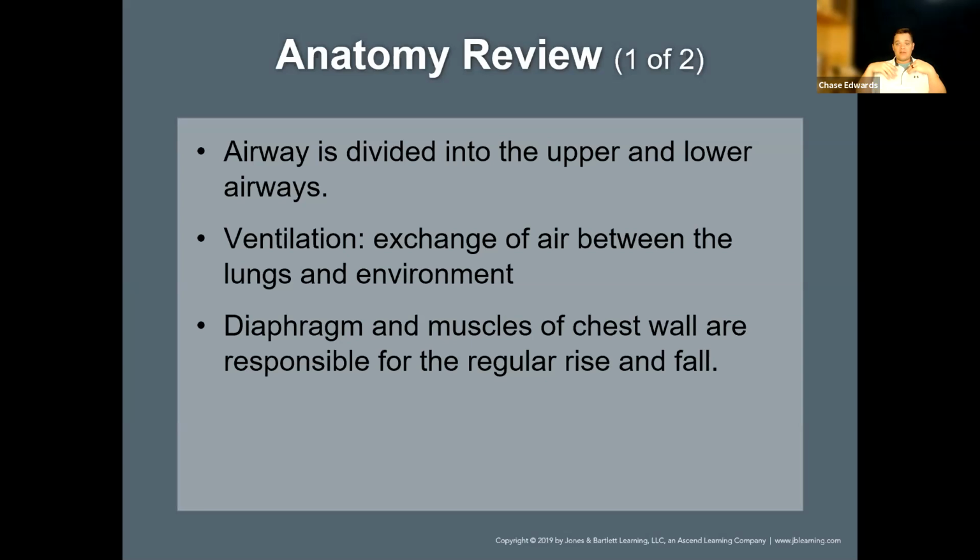The diaphragm and muscles of the chest wall are responsible for the regular rise and fall. Has anybody ever seen the experiment when you were a kid where somebody took a water bottle, cut the bottom off of it, put a balloon inside, and then put another balloon over the bottom that they cut? When they would pull it, it would inflate, and when they would push it, it would deflate. So that's part of that system there.